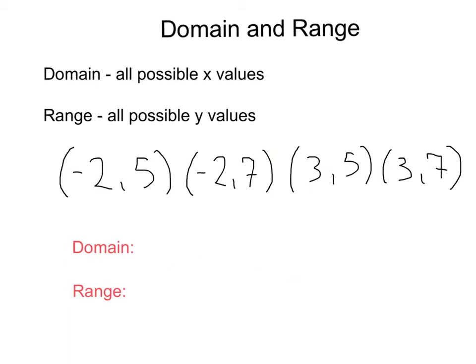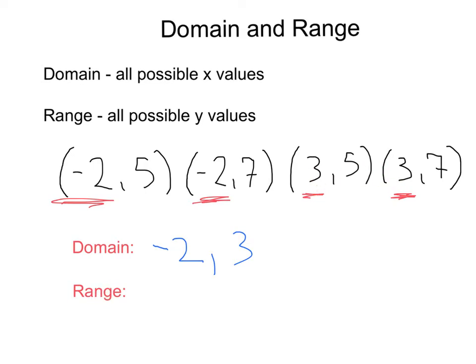For our domain, again, let's take a look at the x values. That's going to be -2, another -2, and 3, and another 3, okay? So we've got the values of -2 and 3. Now we don't need to rewrite those twice, so I'm just going to write -2 once, and that'll cover both of these -2's, and then I'm going to write 3 once, and that's going to cover both of these 3's. So I don't have to write each of those values again, even though they repeat.